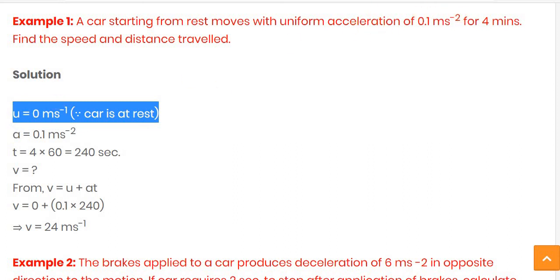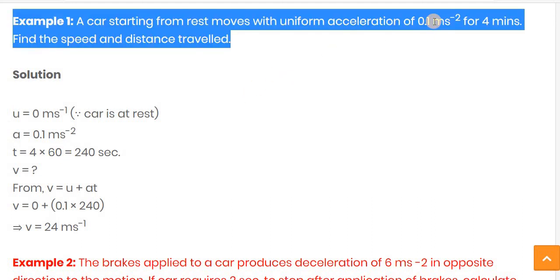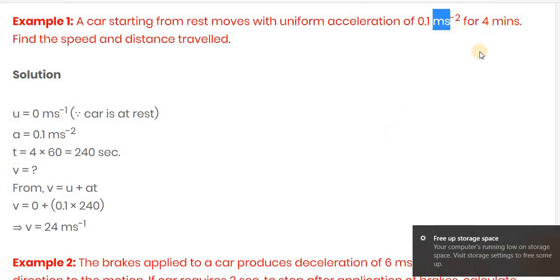And then after it does the uniform motion and the acceleration occurs at 0.1 meter per second square. So a becomes 0.1. That's the acceleration given. For how much time? It's 4 minutes, so t is equal to 4. Here you can see the unit is given in meter per second square, but the time is given in minutes. We have to first make all the units the same, that means the SI unit.